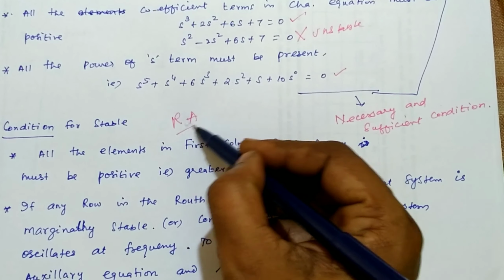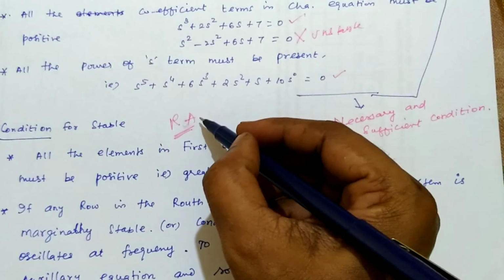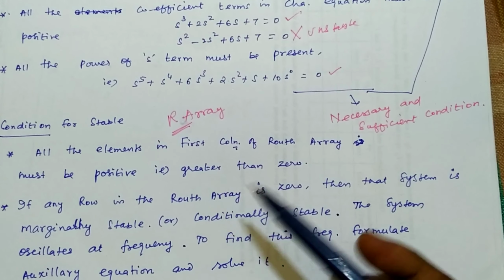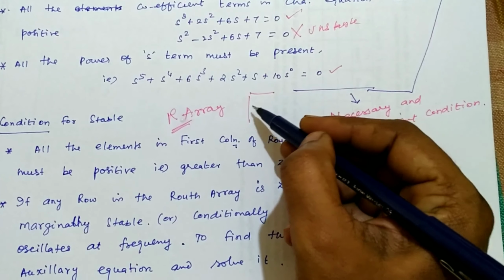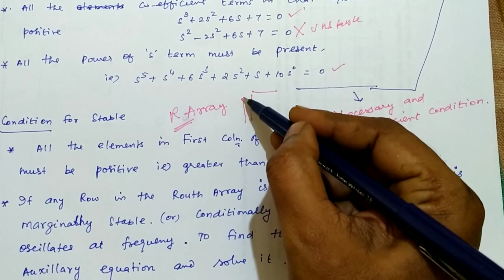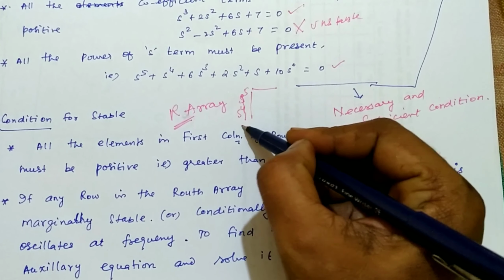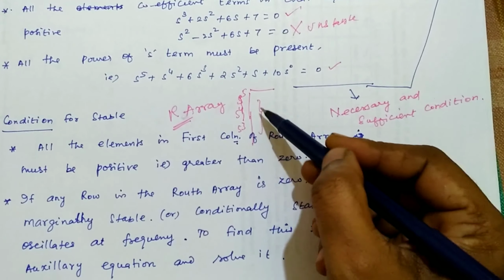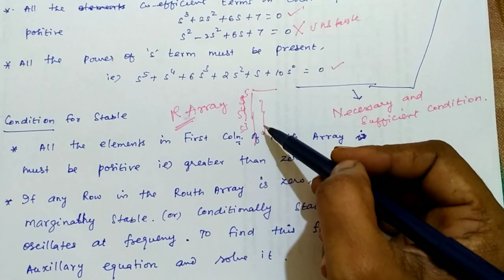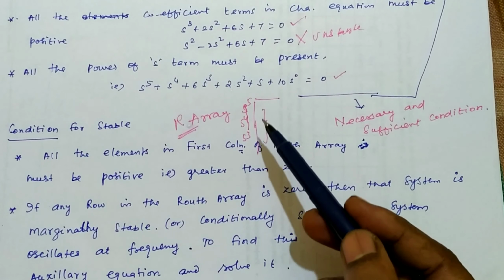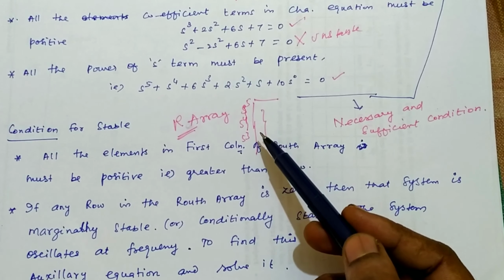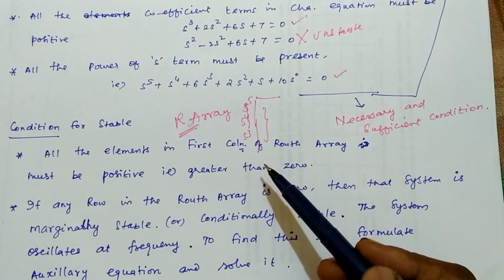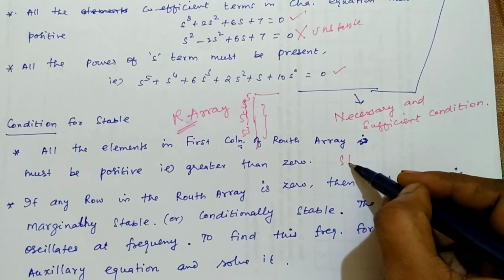Now, for the condition of stability, first we formulate the Routh array using a set of rules. In the Routh array we have s power 5, s power 4, s power 3 and so on. If in the first column of the Routh array all the elements are positive, that is greater than 0, then we can say that the system is perfectly stable.